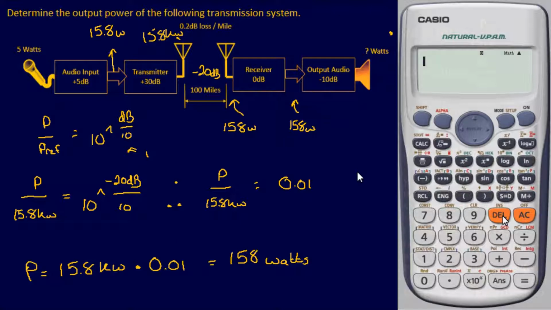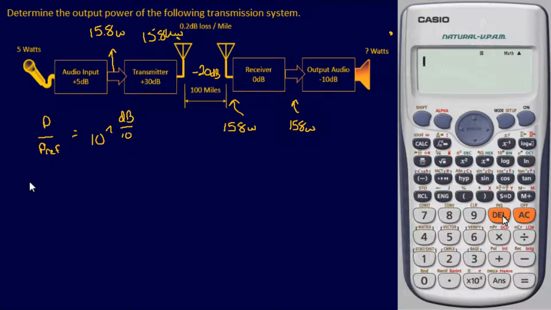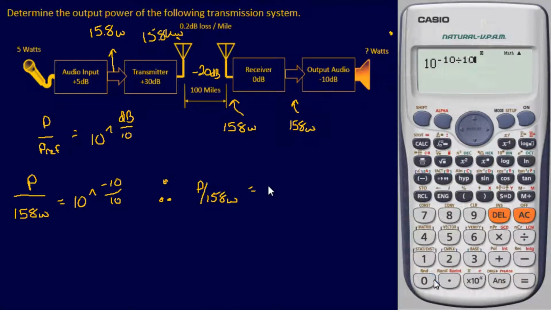All right. All we have left now is our output audio. So let me go ahead and clean this up, and we'll do this one last time. So we're going to have P over our reference, which is 158 watts, equals 10 anti-log, and decibels negative 10 over 10. This is going to be easy. And of course, I'll bring this over here.